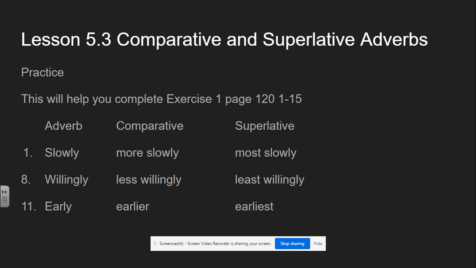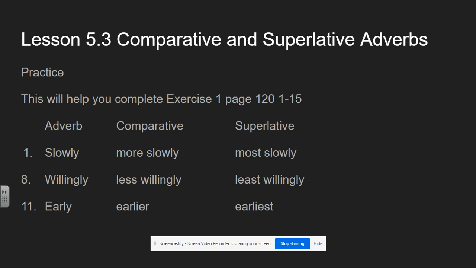All right, now it's time to take a look at your homework. On page 120, you're going to use this information to complete exercise 1, numbers 1 through 15. You're going to find the sheet for this assignment located on Google Classroom, so please make sure to go to Google Classroom to complete this. But this information should be written in your notebooks because you can refer back to it later when you're filling in the answers for 1 through 15.